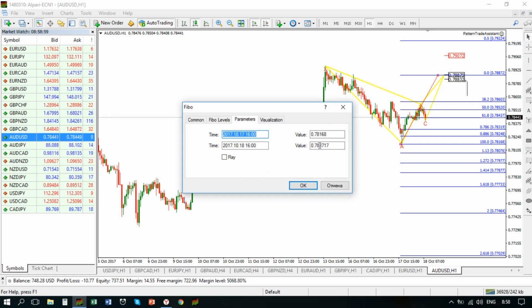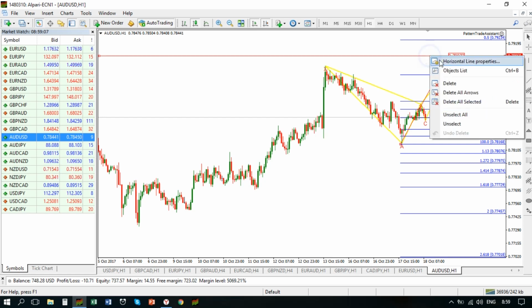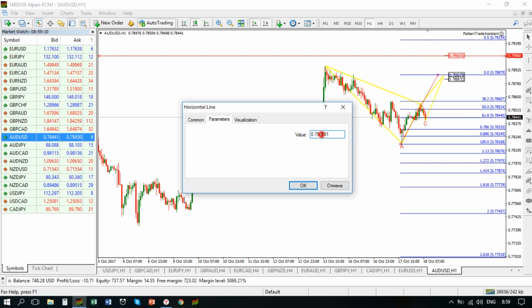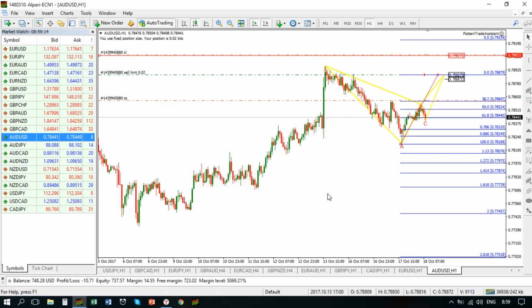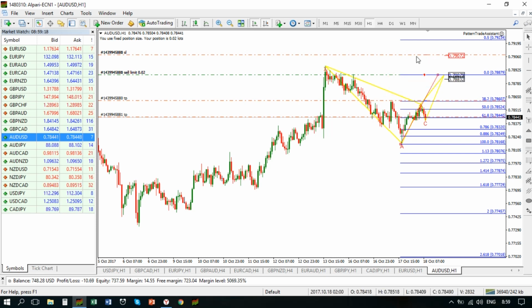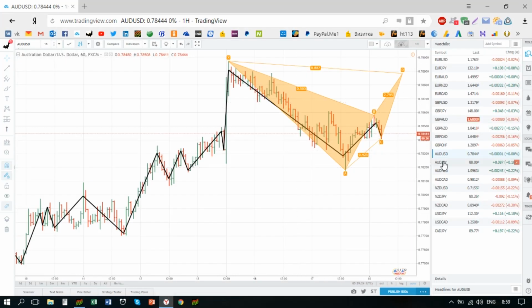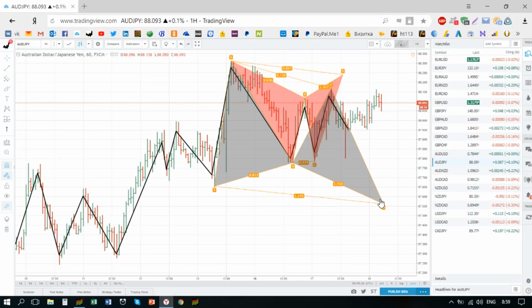78.87.9, I suppose. Okay, so 79.072. 0.72. Done. Set. I don't need this line because the stop loss was set. Yes, let's go next. Aussie yen.